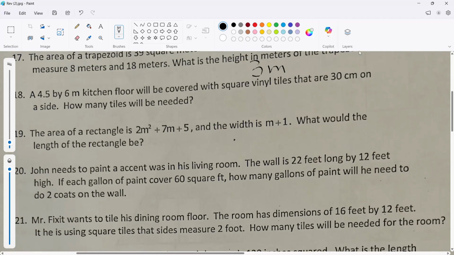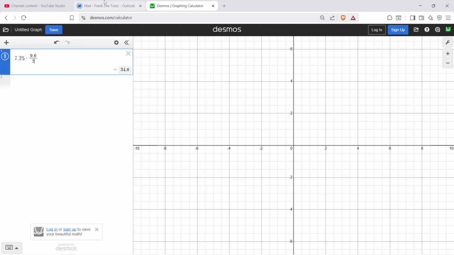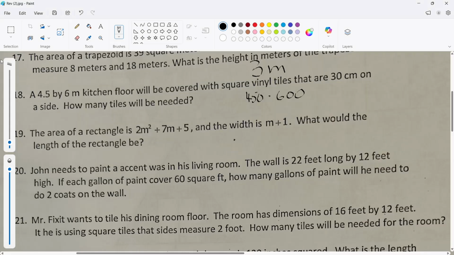A 4.5 by 6 meter kitchen will be covered with square vinyl tiles that are 30 centimeters on a side. How many tiles? Well, what should I do? I'm going to convert meters to centimeters, so I multiply by 100. So 4.5 meters is 450 centimeters times 600 centimeters. And so for the whole kitchen floor, what's 450 times 600? I'm going to use a calculator. 450 times 600 is 270,000.